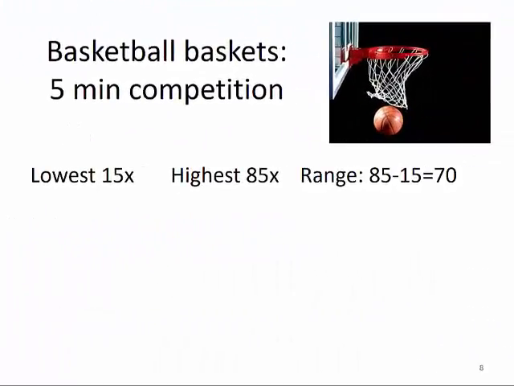While the range is helpful, it is often severely affected by extreme scores, and it might not tell us exactly what's going on when it comes to individual scores. So let's look at this example of a basketball basket competition. Let's say we had a 5-minute competition. How many baskets can you make in 5 minutes? For the first group, we had the lowest as 15 baskets and the highest as 85 baskets. So the range is just the highest minus the lowest. So that is 70.